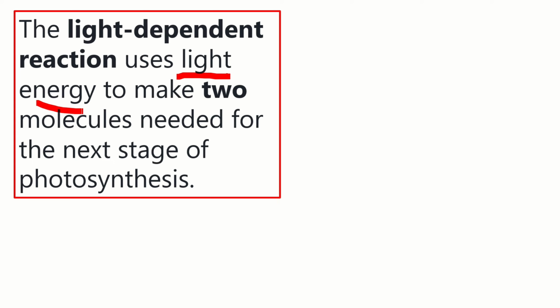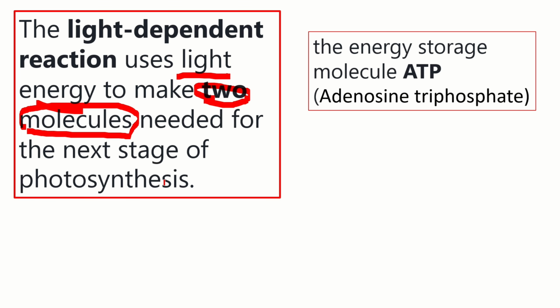It makes two molecules. So here are the products of the light-dependent reaction that are needed in the next stage, which is the Calvin cycle. First one is ATP, or adenosine triphosphate. ATP is the energy carrier or energy storage molecule. Okay, so when you hear the word ATP, it carries energy.